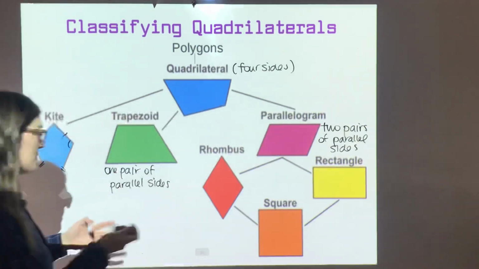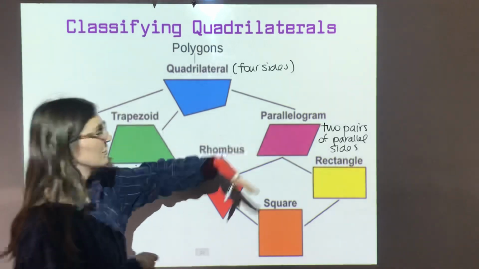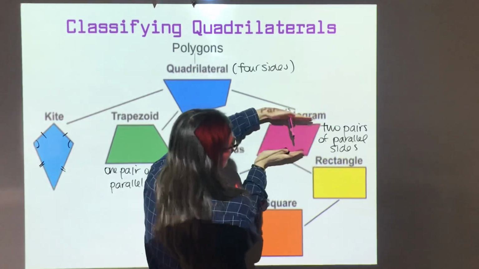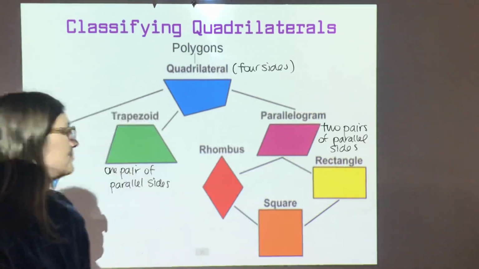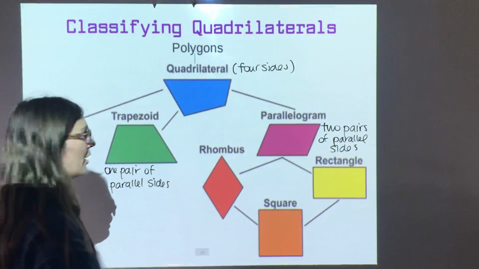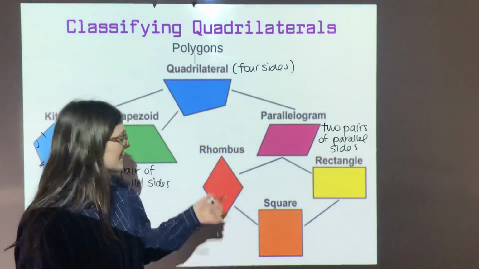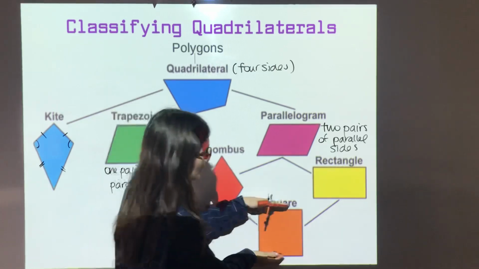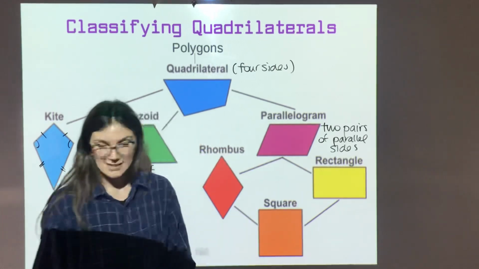Jumping over to parallelogram. So different from a trapezoid, which has 1, a parallelogram has 2 pairs. So these 2 would be parallel, and then these 2. So that's how we get the 2 pairs. The rest below, rhombus, rectangle, and square, are types of parallelograms because, as you can see, they each have their own pairs, 2 pairs of parallel lines.